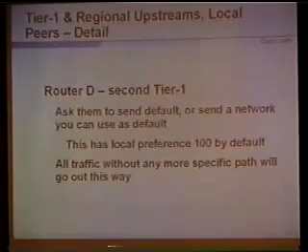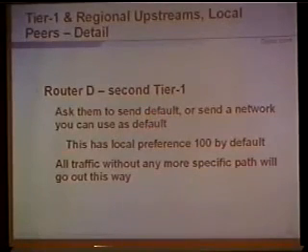Okay, and then the other one, router D. This is the one that I can use as my primary path to the internet. Ask them to send the default again. We leave the local preference alone. So this is going to be the primary path. All traffic is going to go here unless there's a more specific path.